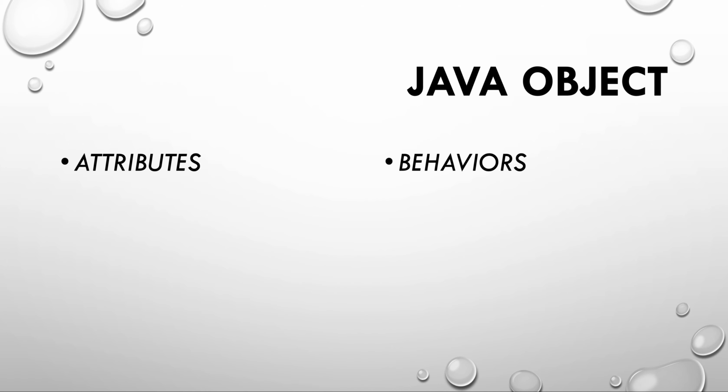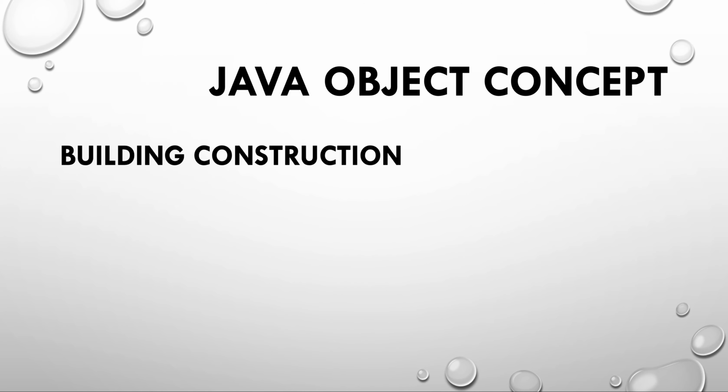But how about a Java object? Like a soccer ball, a Java object also has two things, attributes and behaviors. In Java, attributes are also known as instance variables or fields, and behaviors are also known as Java methods. So a Java object and an ordinary object that can be found in this world are similar. They have both attributes and behaviors. But to know more about Java objects, let's consider this scenario.